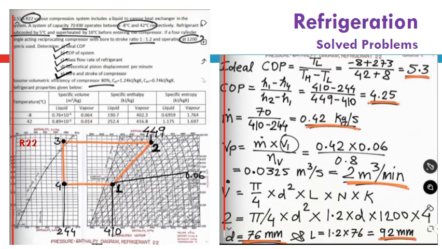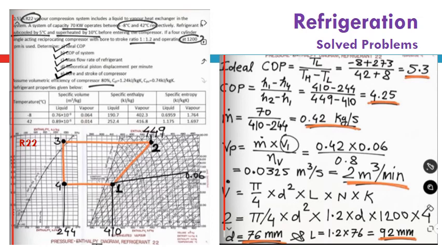Then we will estimate the requirements of items A until item E. The first one is the ideal COP, which is equal to capital T low divided by capital T high minus T low from Carnot theory, equal to minus 8 plus 273 divided by 42 minus minus 8, which corresponds to 42 plus 8, giving COP equal to 5.3.